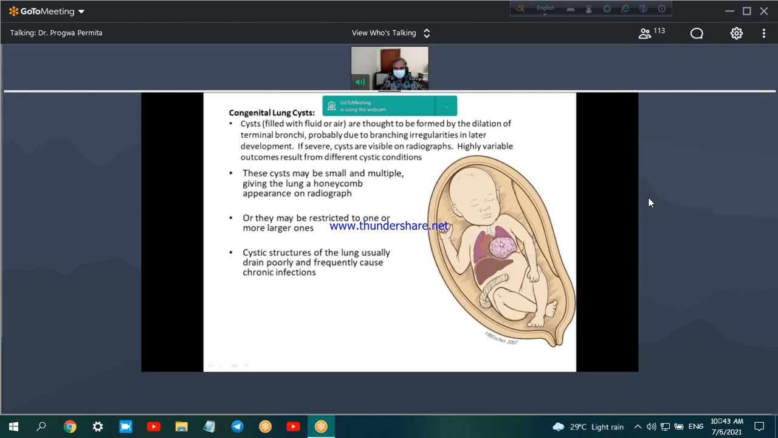Now the congenital lung cyst. Cysts that are filled with fluid or air are thought to be formed by the dilatation of the terminal bronchi, probably due to branching irregularities in later development of the fetus. If severe, cysts are visible on radiographs. Highly variable outcomes result from different cystic conditions. These cysts may be small and multiple, giving the lung a honeycomb appearance. Here you can see the honeycomb appearance of the cystic lung. Or they may be restricted to one or more larger ones. Cystic structures of the lung usually drain poorly and frequently cause chronic infections.